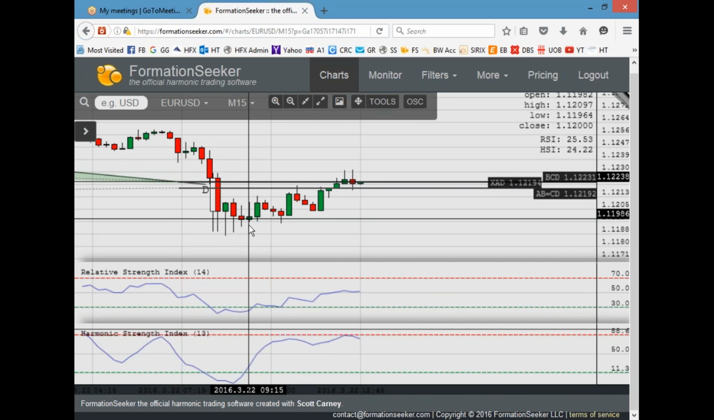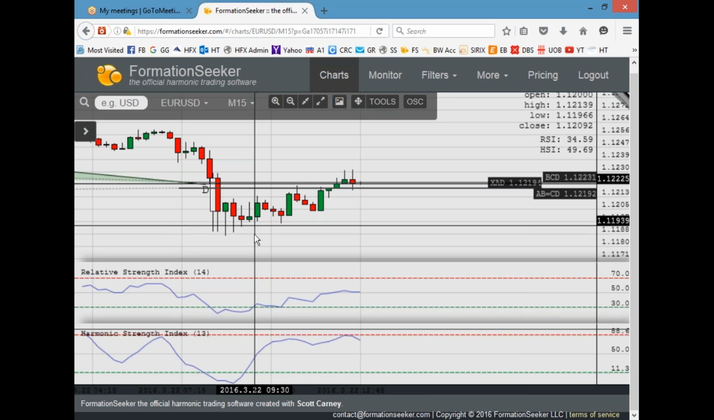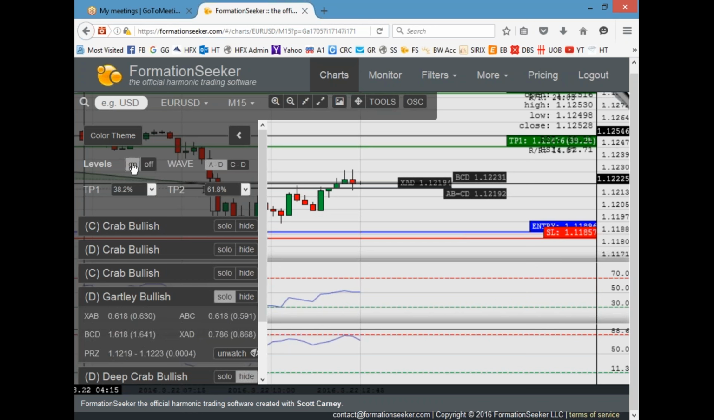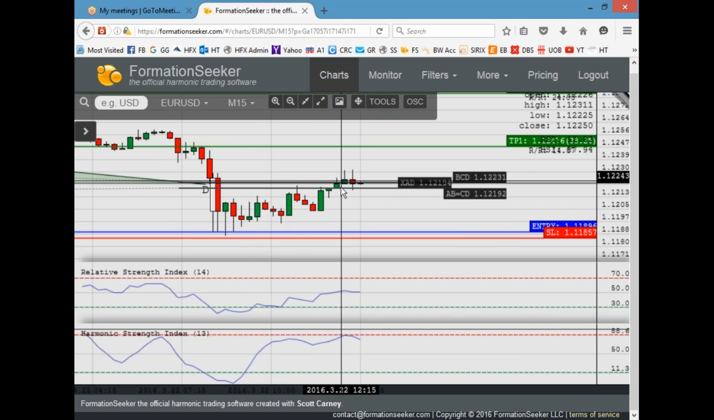Okay, so this is where you buy. Entry price is the open of the next bar. I'll just buy it off the next bar, so 1.12. Then your stop loss will be just below here as marked out by the software, and you should be up about 24 pips now.